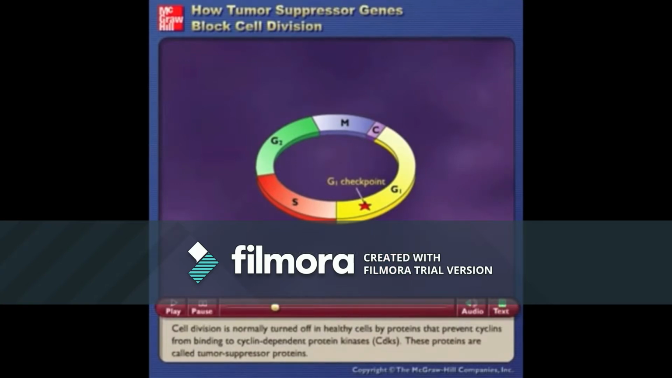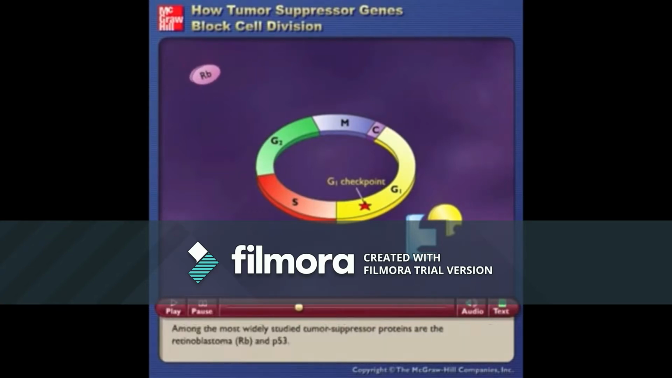Cell division is normally turned off in healthy cells by proteins that prevent cyclins from binding to cyclin-dependent protein kinases, CDKs. These proteins are called tumor suppressor proteins. Among the most widely studied tumor suppressor proteins are the retinoblastoma, RB, and p53.